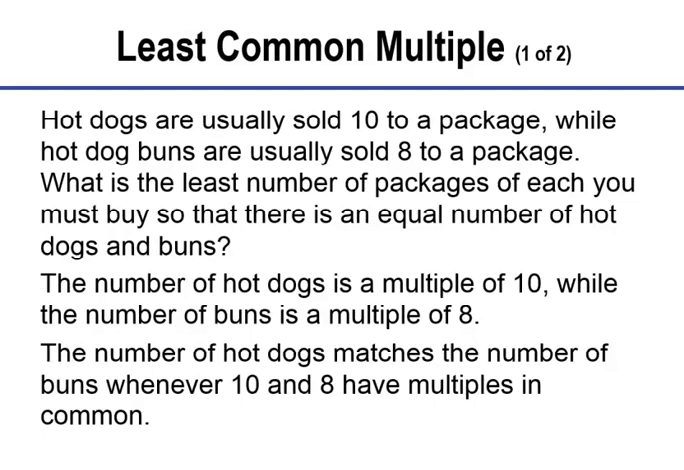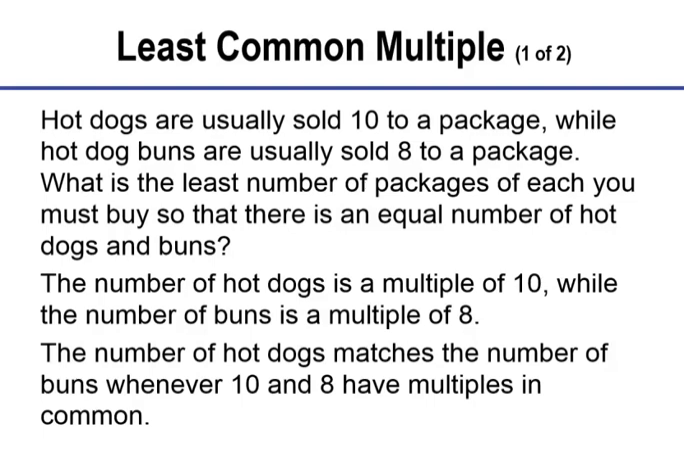So I've got a problem here to generate this idea. Hot dogs are usually sold 10 to a package. My hot dog buns are usually sold 8 to a package. What is the least number of packages of each you must buy so that there's an equal number of hot dogs and buns? The number of hot dogs is a multiple of 10, while the number of buns is a multiple of 8.